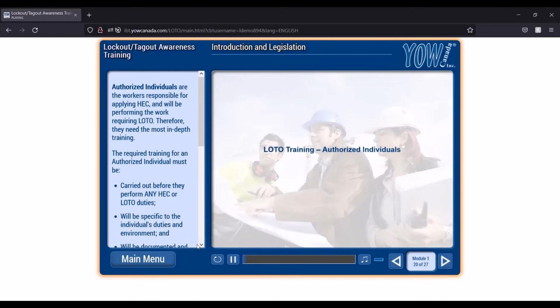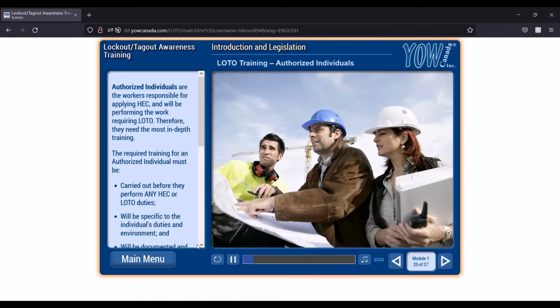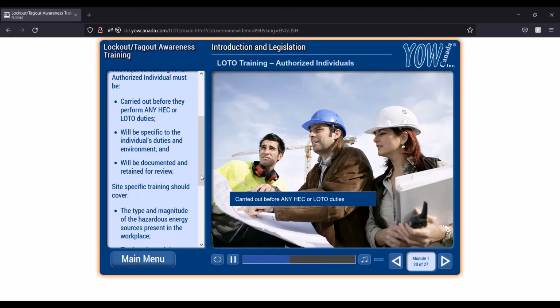Loto Training. Authorized individuals. Authorized individuals are the workers responsible for applying HEC and will be performing the work requiring Loto. Therefore, they need the most in-depth training. The required training for an authorized individual must be carried out before they perform any HEC or Loto duties, will be specific to the individual's duties and environment, and will be documented and retained for review.